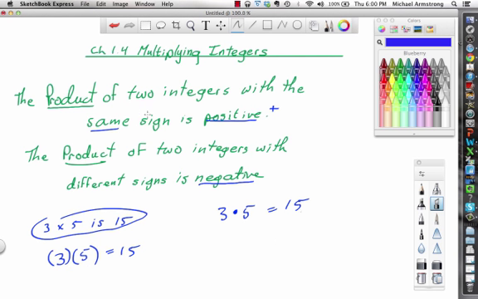But this says the same sign. So what happens if I have a -3 times a -5? Okay, the -3 times a -5 is also a positive 15. And if I were to write that out, -3 times -5, it's also 15.